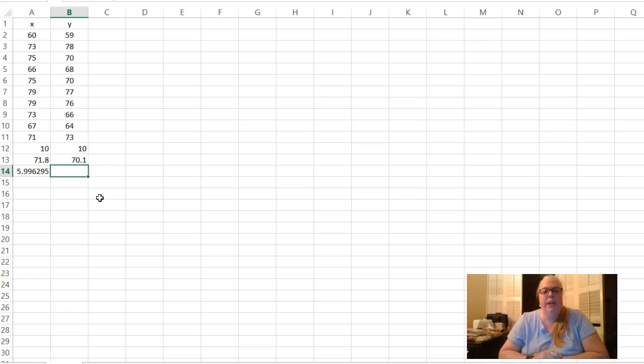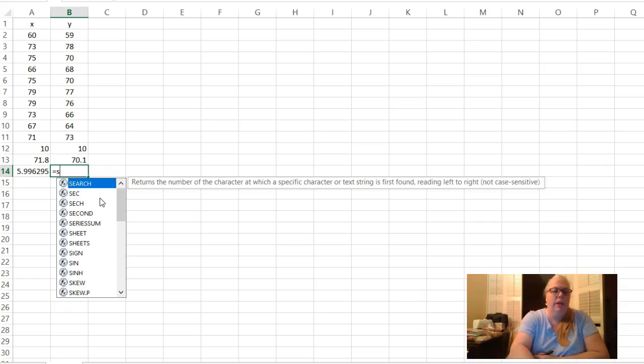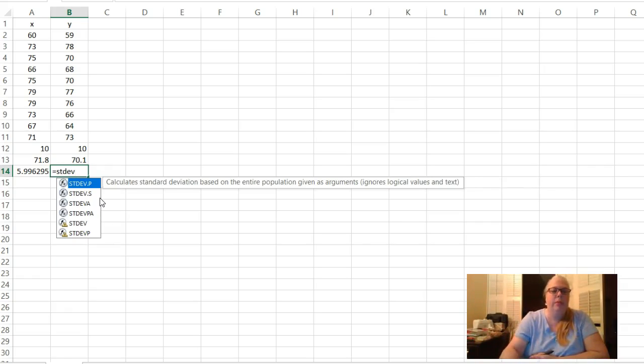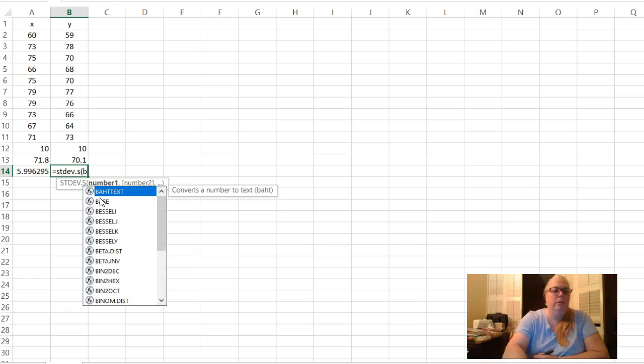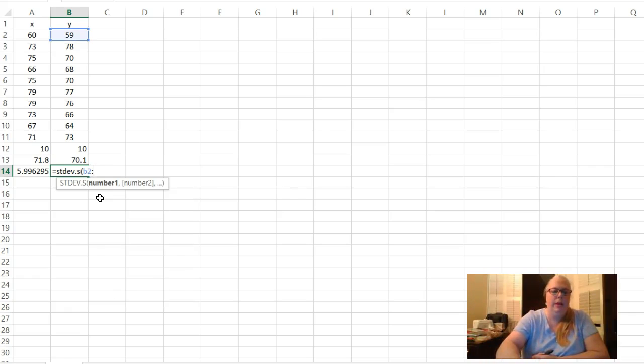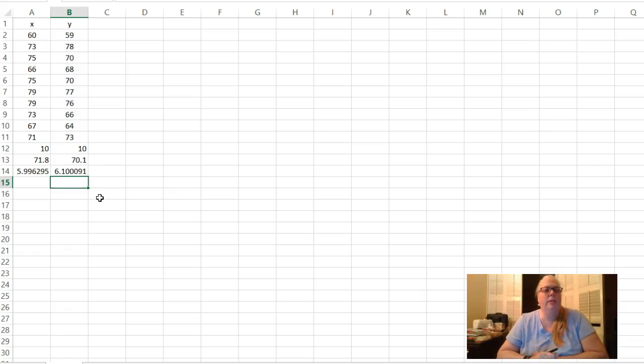And I need a standard deviation for my y's. So I'm going to do the Excel command equals stdev. Again, we're doing .s because this is a sample. And then again, all my data goes from B2 out to B11. All right, and there's the standard deviation for the y's.